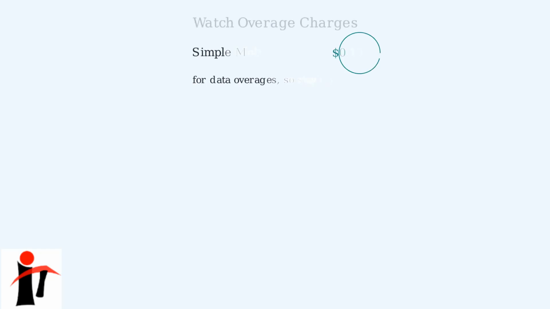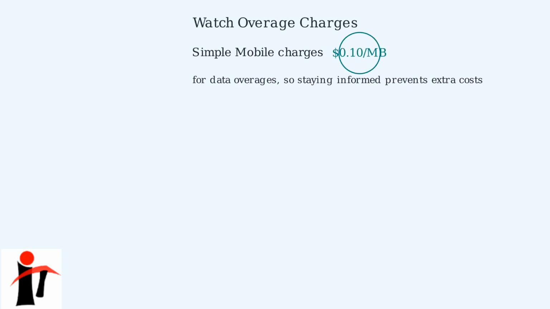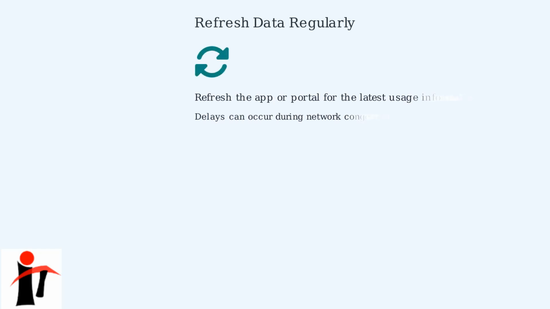Be aware of Simple Mobile's overage charges at 10 cents per megabyte. Exceeding your data plan can quickly add up in costs, so monitoring your usage regularly is essential to avoid surprises. For accurate data usage information, refresh the Simple Mobile app or online portal regularly. Network congestion can sometimes cause delays in updating your usage statistics.